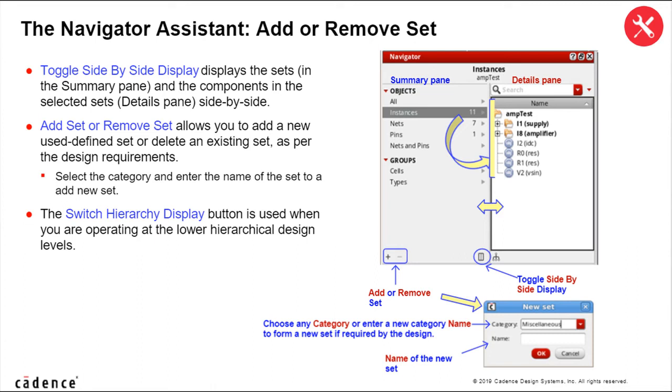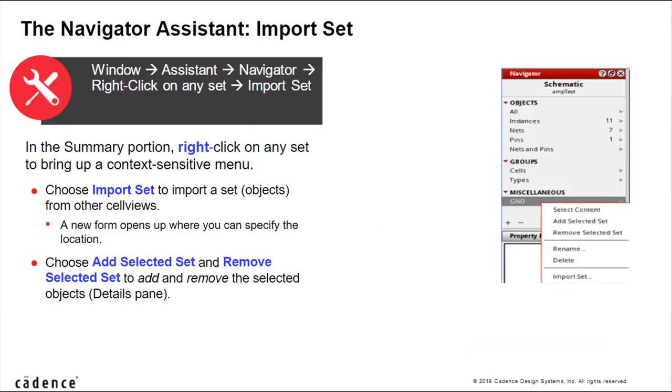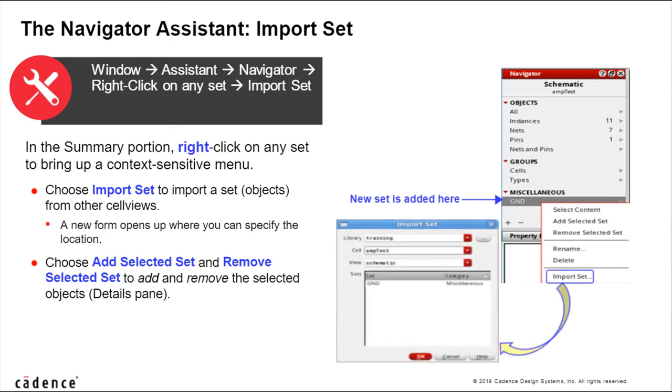If you are at lower hierarchical design level, you can use the Switch Hierarchy Display button to view and move up in the hierarchy. You can import a set of objects from any other cell view. To do this, right-click in your newly added set, which is GND over here, under Miscellaneous, which is the category, and choose Import Set. This brings up a form from where you can choose the set that you want to import. This form also allows you to add or remove selected sets.